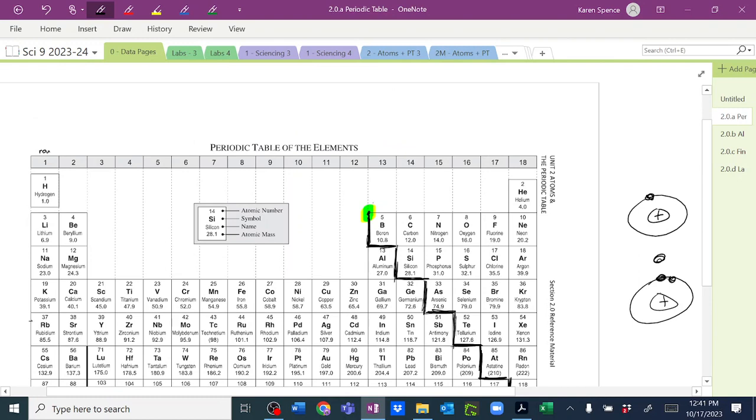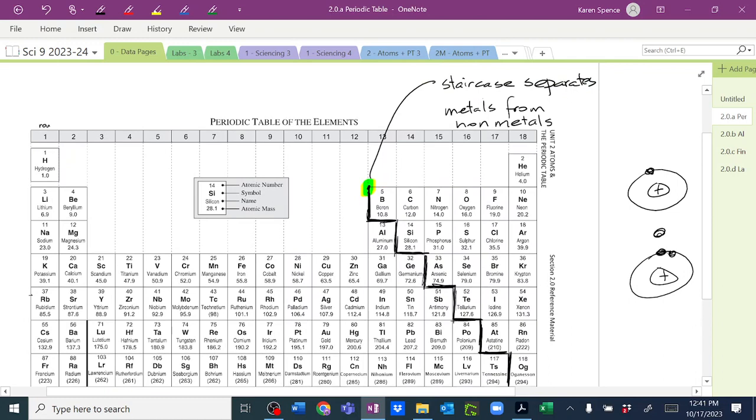So, the staircase separates metals from non-metals. Yes?